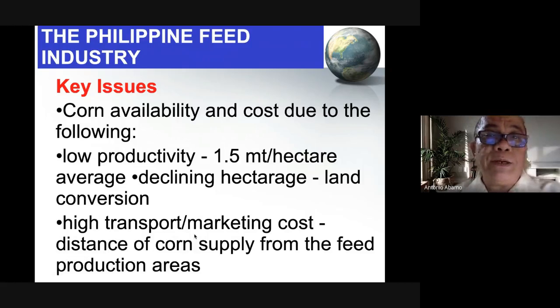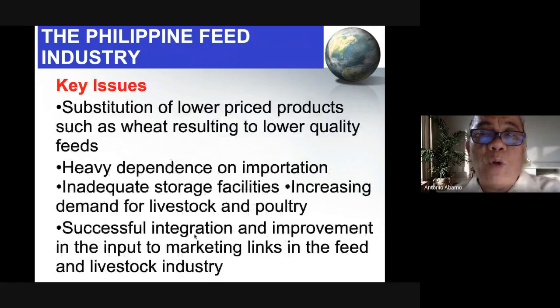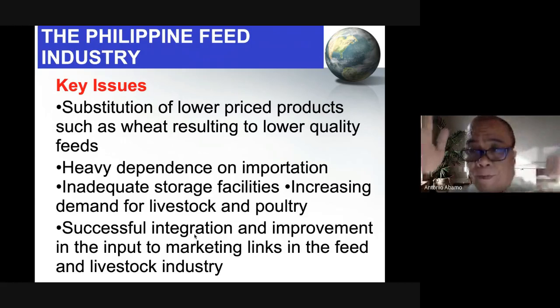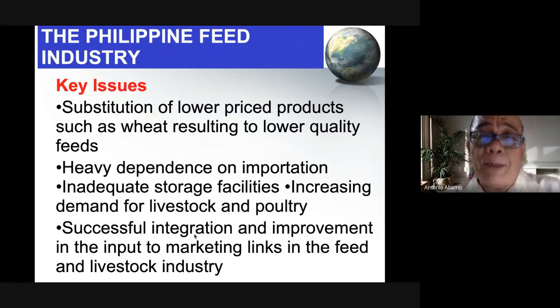Now, another is substitution of lower price products such as wheat resulting from a low quality feeds. Another, heavy dependence on importation. And another thing, inadequate storage facilities. Dali madaot ang atong corn kay wa tay maayong post-harvest processing. Sometimes dugay ma-transport ang corn from the field to the nearest dryer. Even the dryer, gamay ra tag facility.